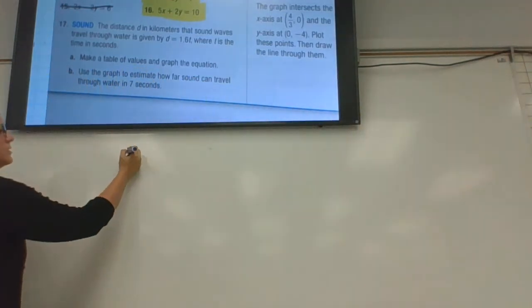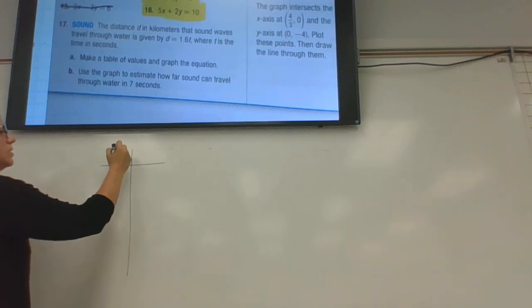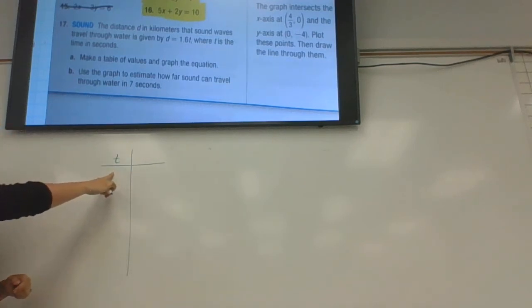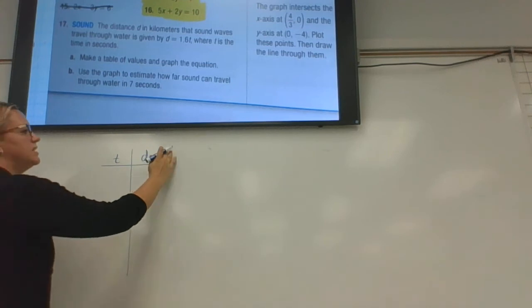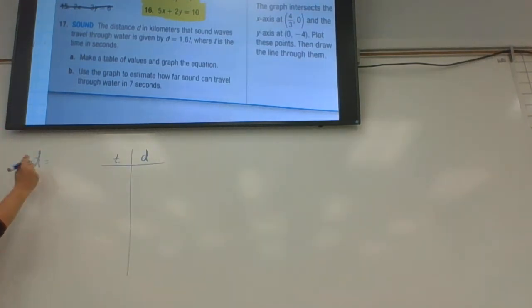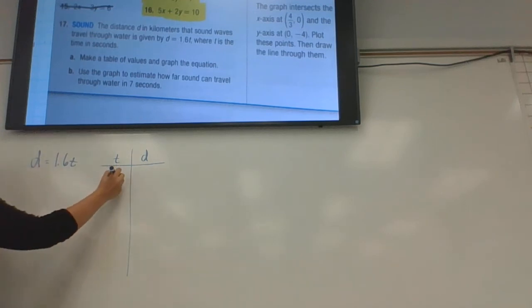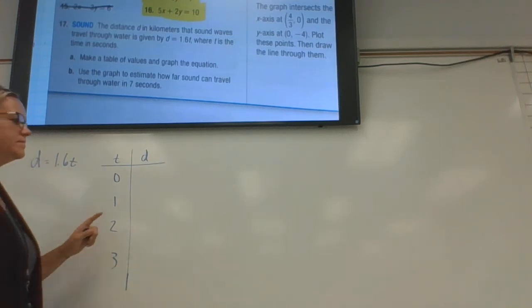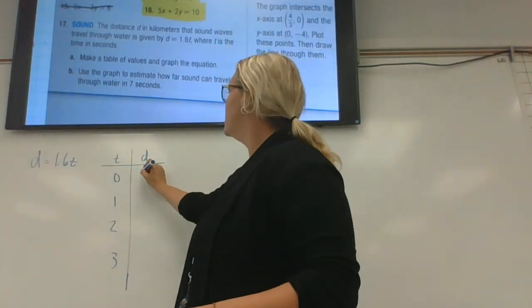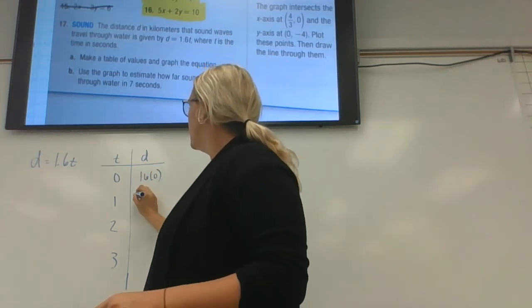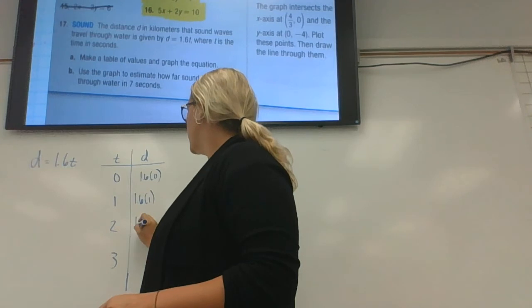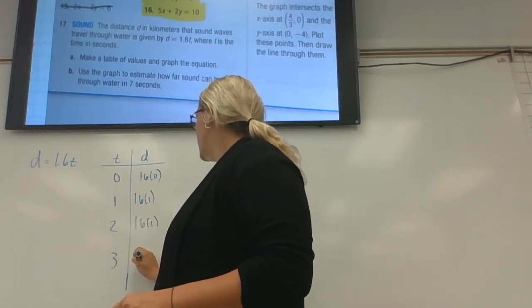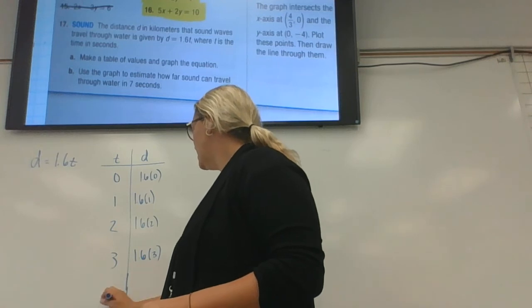So we'll start with a table. It says make a table. We're gonna put values for the time here and values for the distance here. So this is our equation. The distance sound travels equals 1.6 times the amount of time that has gone by. So you're gonna plug in 0, 1, 2, 3, and then you're gonna make a graph. So we'll do 1.6 times 0, 1.6 times 1, 1.6 times 2, 1.6 times 3. Hey, I think I'm even gonna do 4.